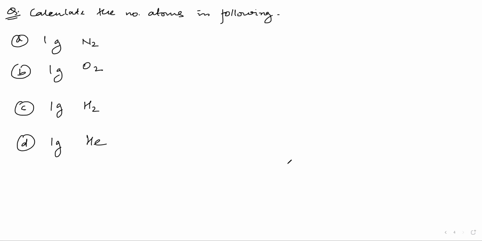Okay, so how do we do this type of question? I will do it for N2 and you can do the rest of them. So A is 1 gram of N2. Number of atoms in 1 gram of N2. The first thing we have to calculate is the number of moles. Number of moles in N2 is equal to given mass divided by molar mass.